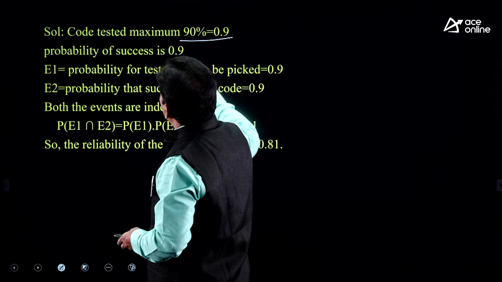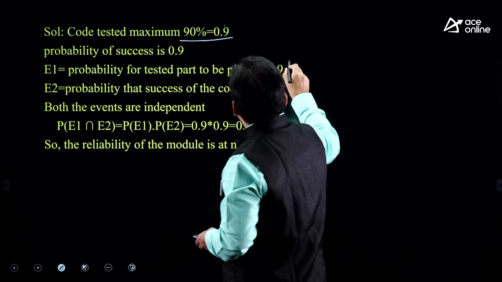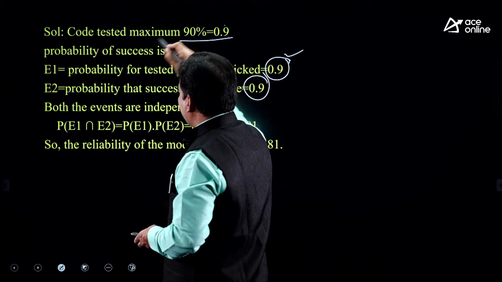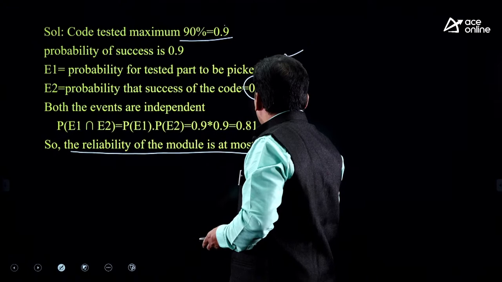The probability of the code being tested is 0.9, whereas the probability of success is 0.9, and both are independent. So the reliability of the module is 0.81. So 0.9 into 0.9, 0.81, right?